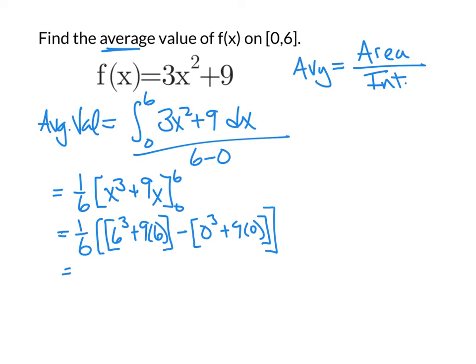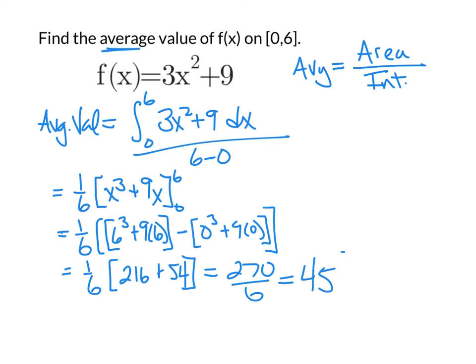And 6 to the third is 216 plus 54, and we'll subtract nothing, so we're looking at 270, divided by 6, is an average value of 45.